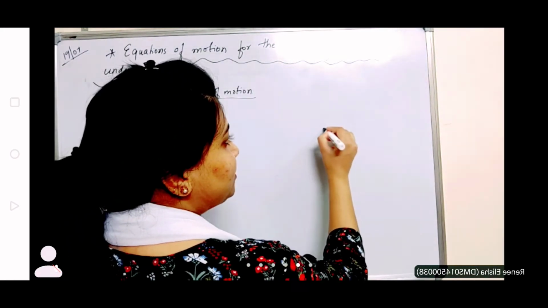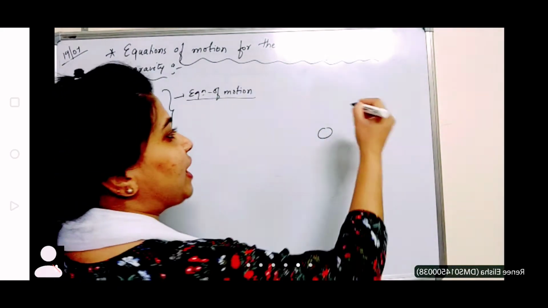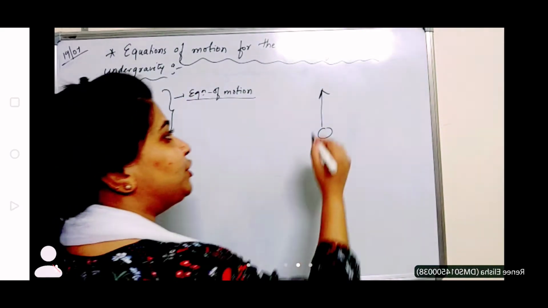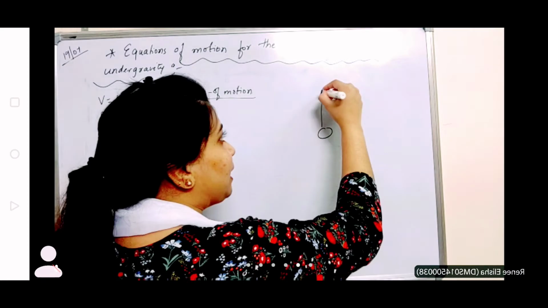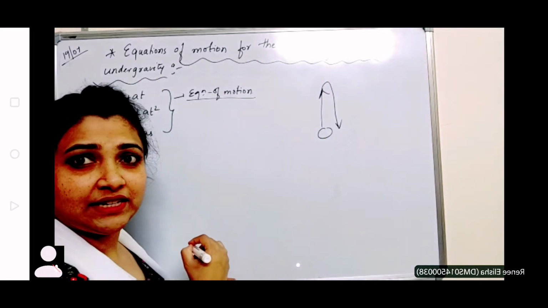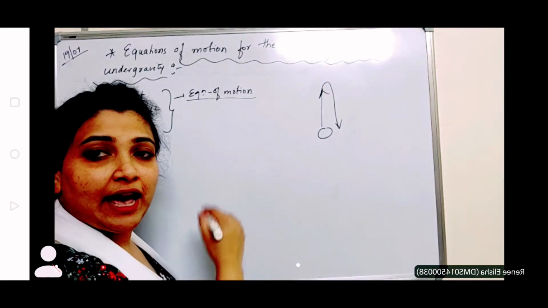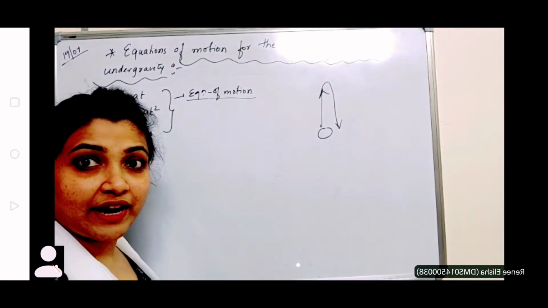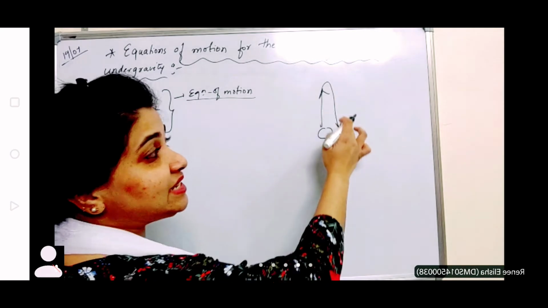Now, suppose this is a ball. I'm throwing it upwards here. When I'm throwing this upward, do you think it will stay there? No. It will come down also, right? Everybody agree to it? An object when thrown upwards definitely comes down in the same direction, right? So, whatever distance will be there, right?